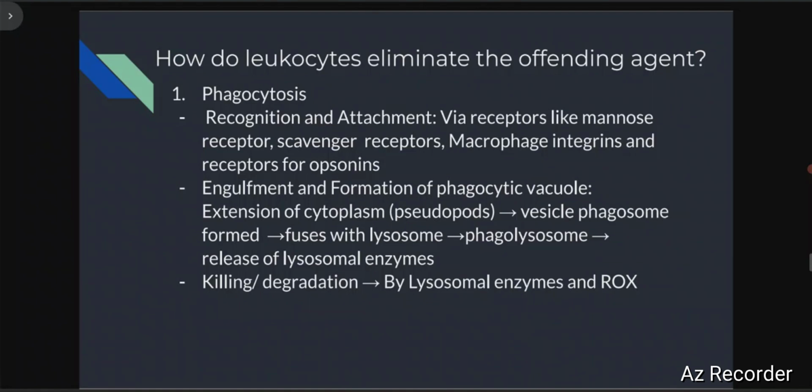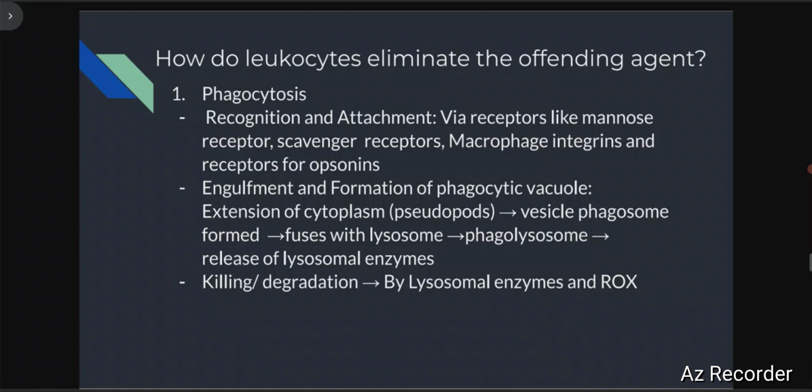So phagocytes obviously will perform phagocytosis. What is phagocytosis? Phagocytosis is the uptake of solid matter into the cell. For phagocytosis, you have some steps. Recognition and attachment being the first step. Obviously, in order to eliminate the offending agent, the leukocyte must recognize the offending agent and attach the offending agent on its surface so that it can destroy it.